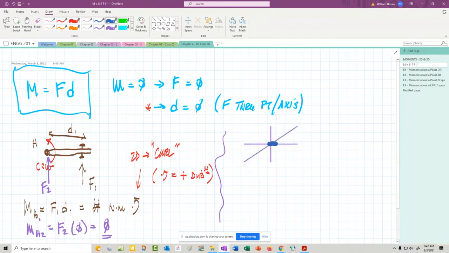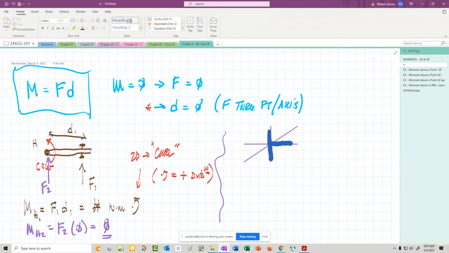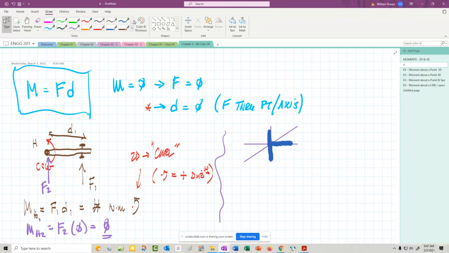There's our little object again, and we can draw X, Y, Z. We're going to have the force there. I'll call it force 1. There's distance 1 from there to there. That's going to create, as we saw, a moment that spins about this axis. There's the moment about O.